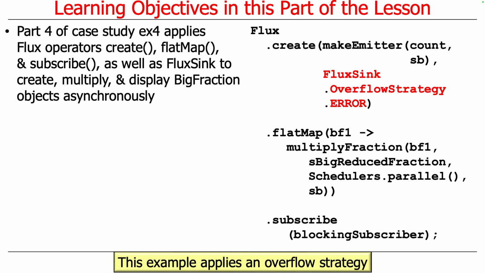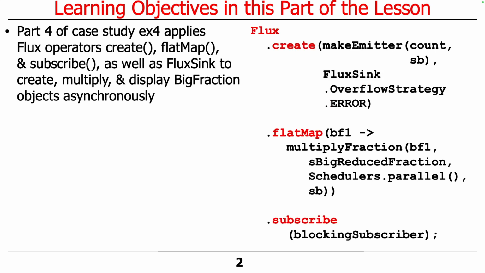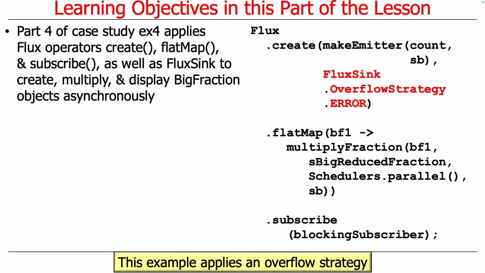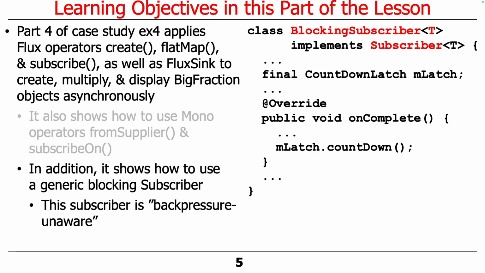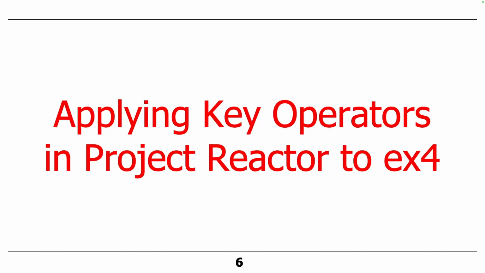So we're going to use the two-parameter version of create, which is going to provide an emitter, which will emit the results, and then an overflow strategy that will handle it when things go too fast. And we're also going to see some other examples of using mono operators as well. This subscriber is used in a blocking way. However, it is also back pressure unaware, but it has an overflow strategy set. So you'll see what happens when the events show up faster than it can process them.